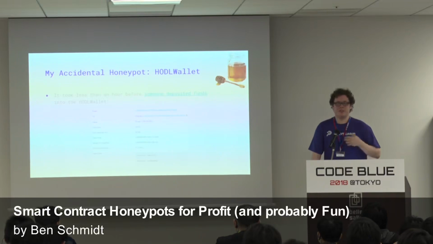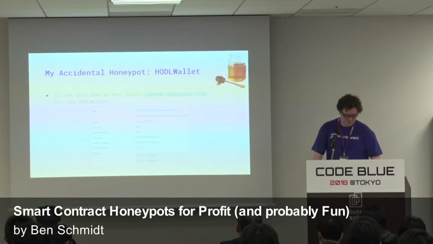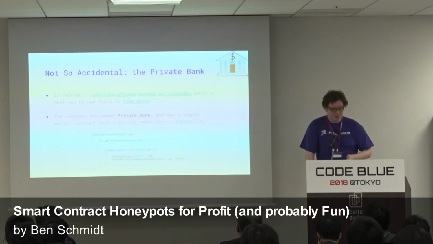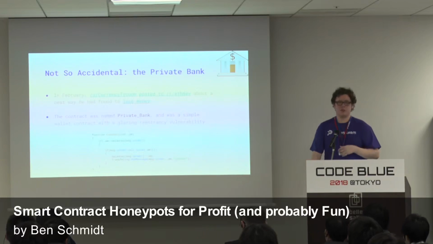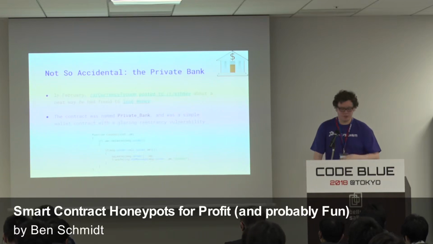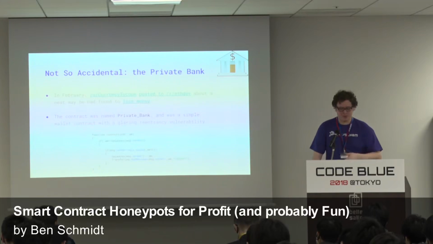So I got interested in whether or not these things were common, and it turns out that there was a bit of an industry around this, where people were coming up with new tricks to steal attackers' money. My first example that wasn't so accidental is something called the private bank. In February, a Reddit user posted about an interesting contract that he had found that he thought was vulnerable, and being the kind internet citizen that he is, attempted to exploit the contract and said he was going to give it back if it worked.